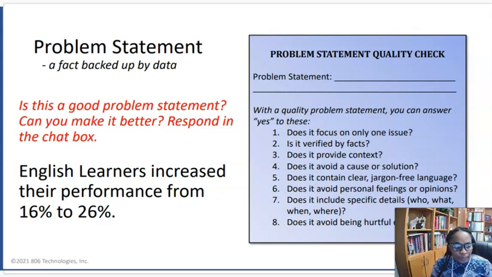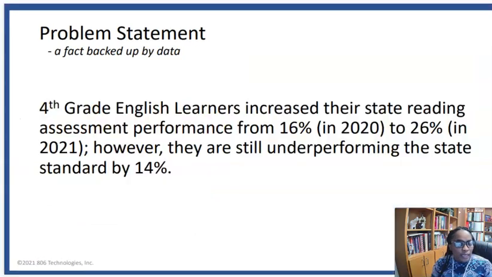So we just don't know. So let's look at the next, how it can be revised. Fourth grade English learners increased their state reading assessment performance from 16% in 2020 to 26% in 2021. However, they are still underperforming the state standard by 14%.